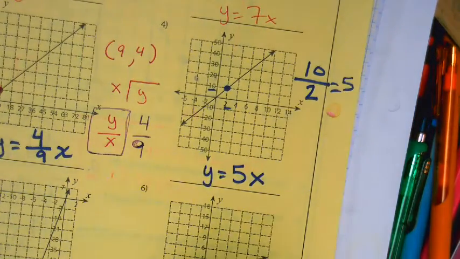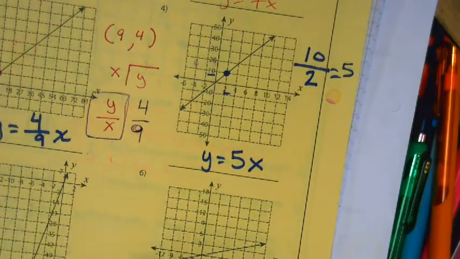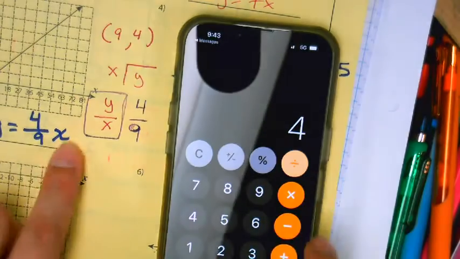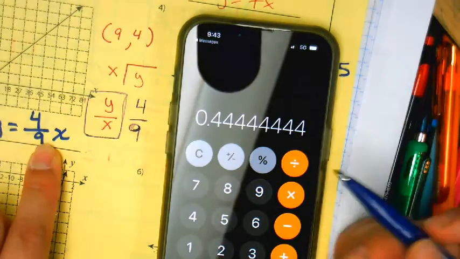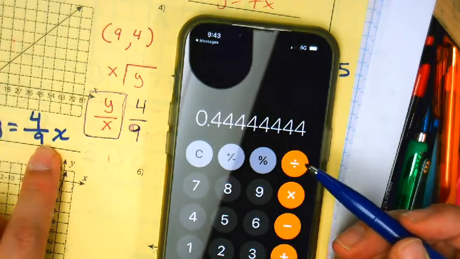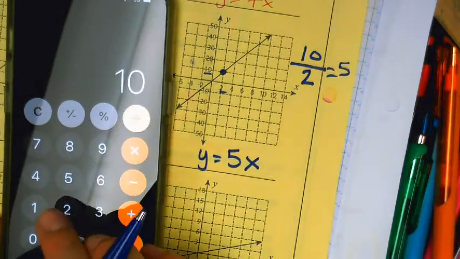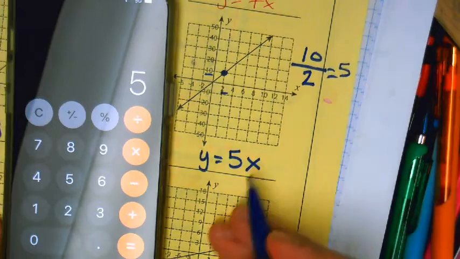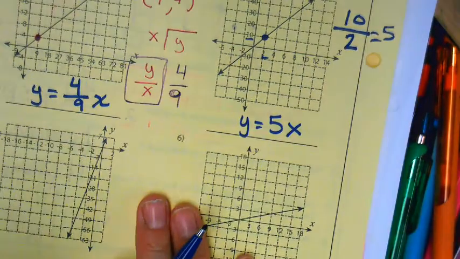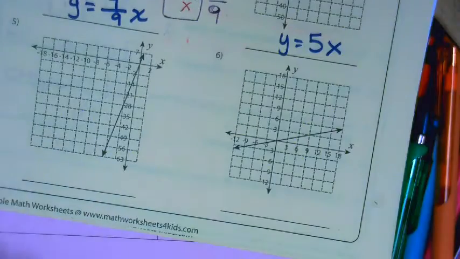So when you get a weird one, if I were to plug this into my calculator, which I will right now, 4 divided by 9, I get a repeating decimal. Do I really want to write that as my constant? No, so we leave it as a fraction. Now, if I had a calculator and did 10 divided by 2, I get 5. Oh, I can use that number. 5 is pretty cool. So if it's a weird fraction, leave it alone. All right.